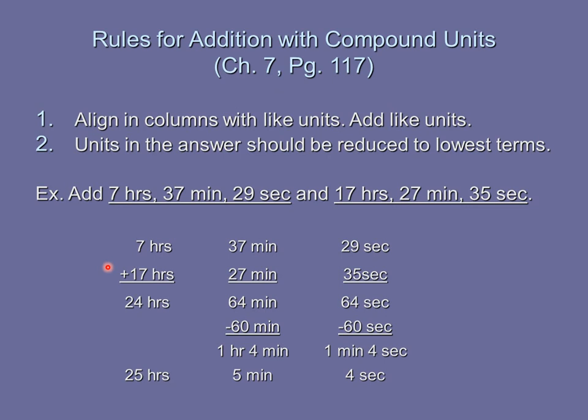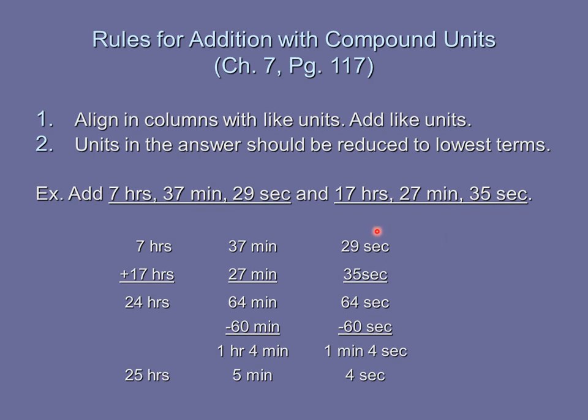Okay, now we'll see some better examples where you have to add, let's say, two different numbers, but in both numbers you have multiple units, meaning compound units. For example, here you have 7 hours 37 minutes 29 seconds. Here you have 17 hours 27 minutes 35 seconds, and you are adding.